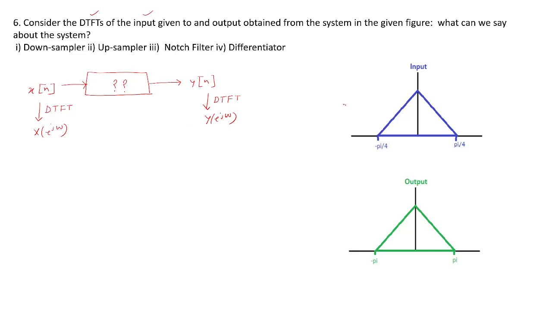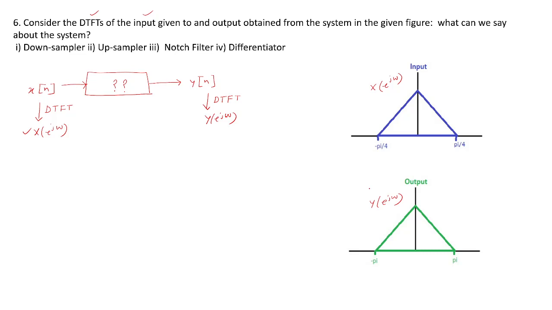We are given these spectrums X(e^{jω}), the input to the system, and Y(e^{jω}), the spectrum of the output that we obtain from the system. Now the question asks what the system possibly is: whether it's a downsampler, an upsampler, a notch filter, or a differentiator.